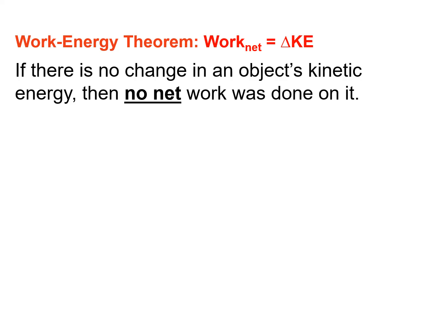If there is no change in the object's kinetic energy, then no work is being done. Now, I shouldn't say it that way because work might be being done, but there's not a net amount of work. Whatever work's being done in one direction could be done in another direction as well. They might cancel each other out. So if there's no change in the object's kinetic energy, if delta KE equals 0, then the net work must equal 0.